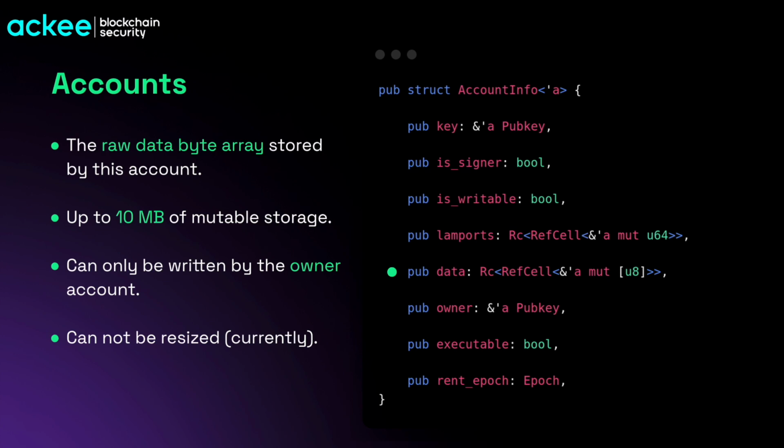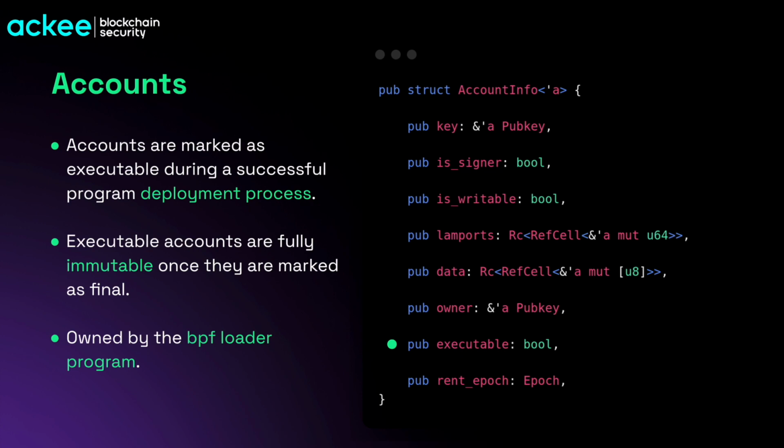And then obviously the data payload, which is essentially a raw data byte array stored by this account. It can be user data or it can be an executable payload. It is up to 10 megabytes of mutable storage and can only be written by the owner of the account and cannot be resized currently.